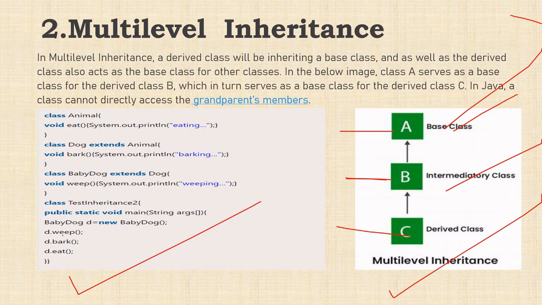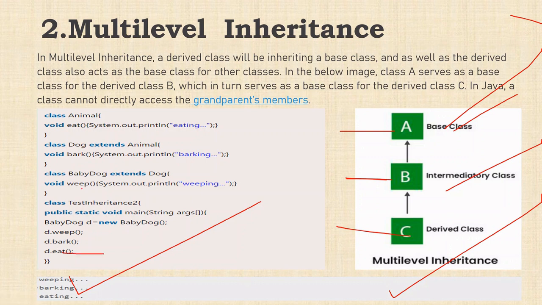Here we are calling d.weep, d.bark, d.eat. This will call weeping, then barking, and then eating. The d.weep will be called from baby dog, and bark is not available in baby dog, so it will be fetched from the dog class, because baby dog extends the class dog.